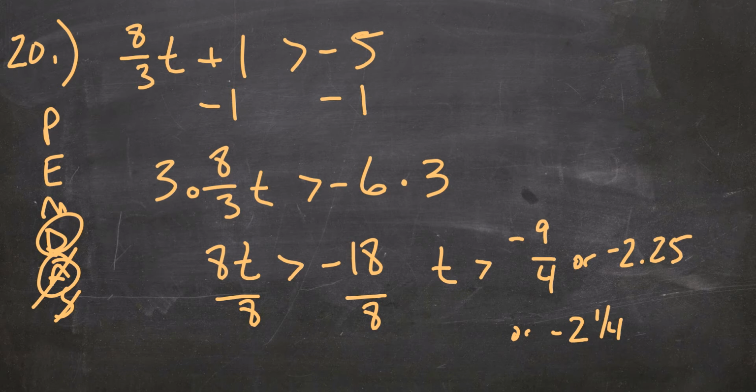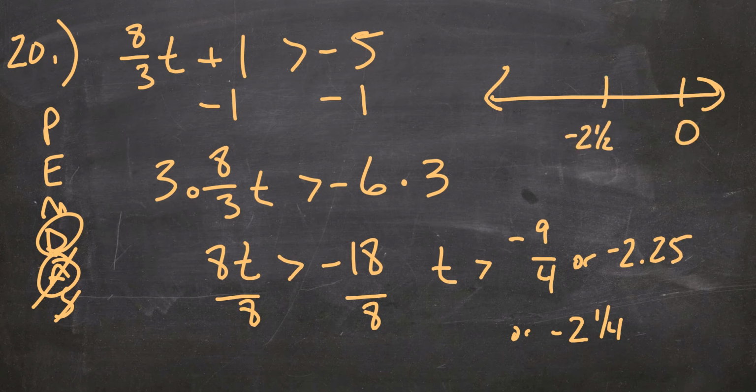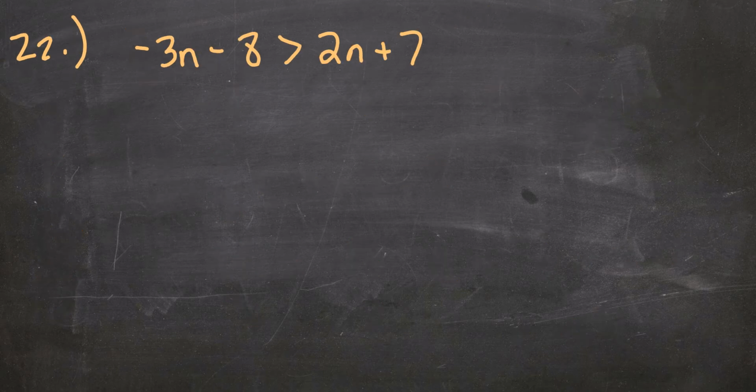Now I'm going to make my number line. I just put negative 2 and a fourth in the middle. 0 is going to go over here. I know it's an open circle. I know I'm going to shade to the right. So that means when I check my work, 0 should work. So if I plug in 0, I get 1 is greater than negative 5, which is true. So it means I'm pretty sure I shaded on the right side.